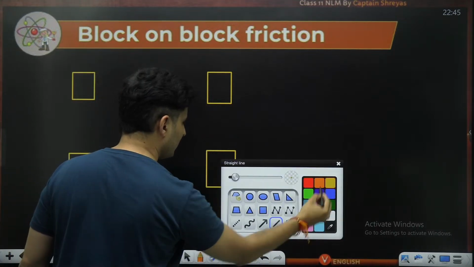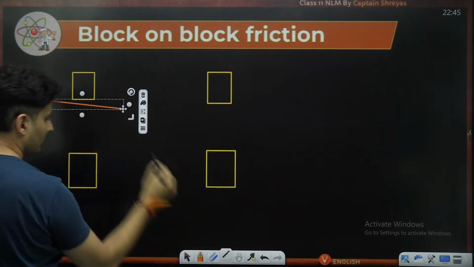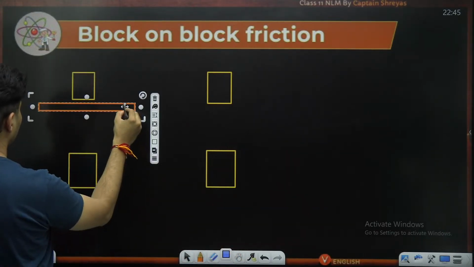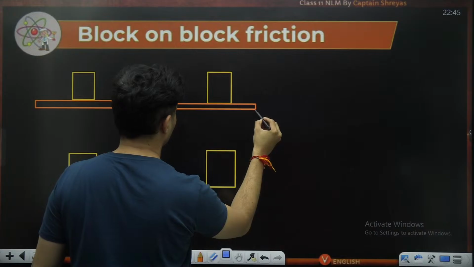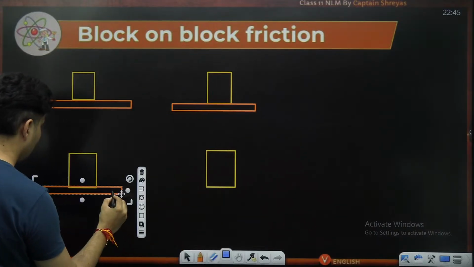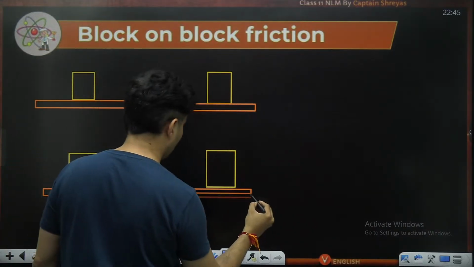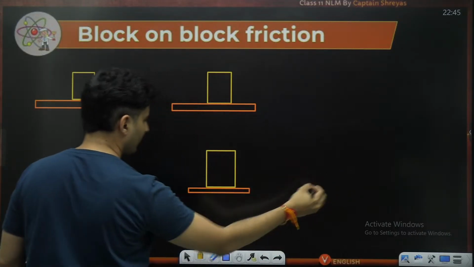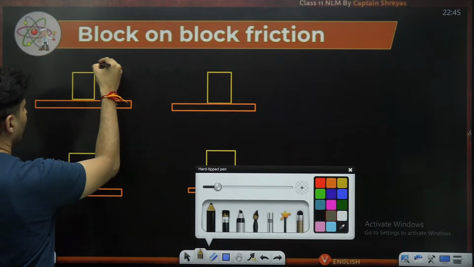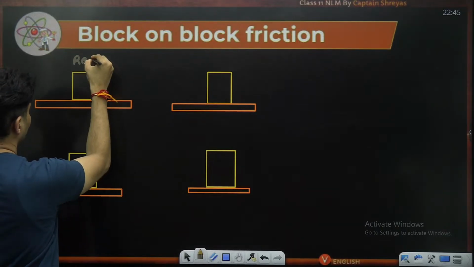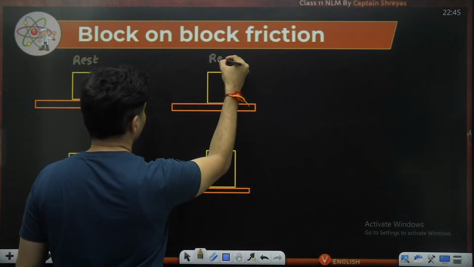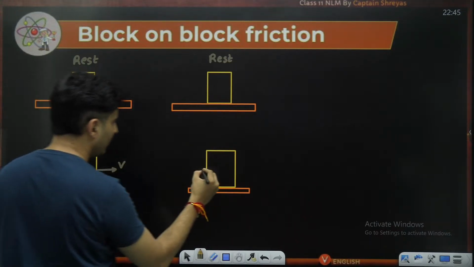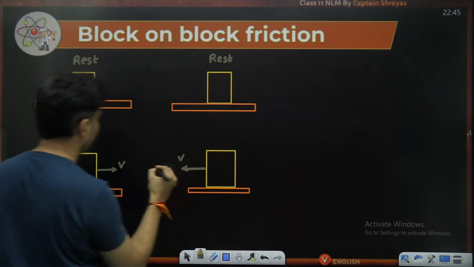And there is a surface. This is the surface. In the first case, it is at rest. Here also it is at rest. But here it is moving like this. Here it is moving like this.